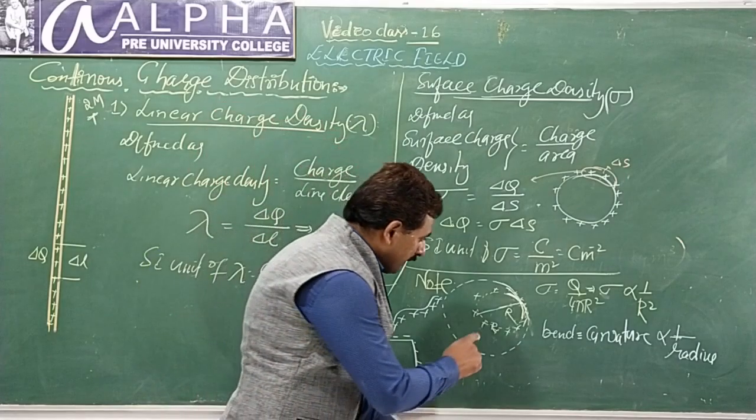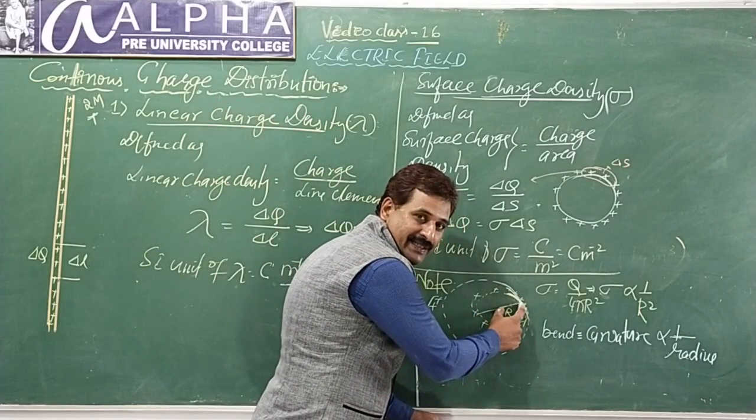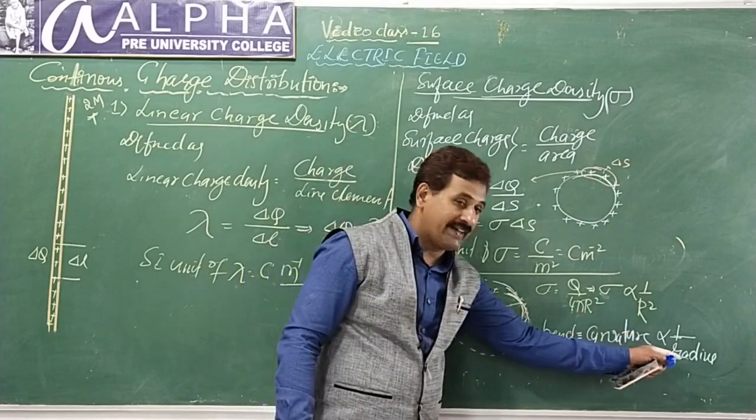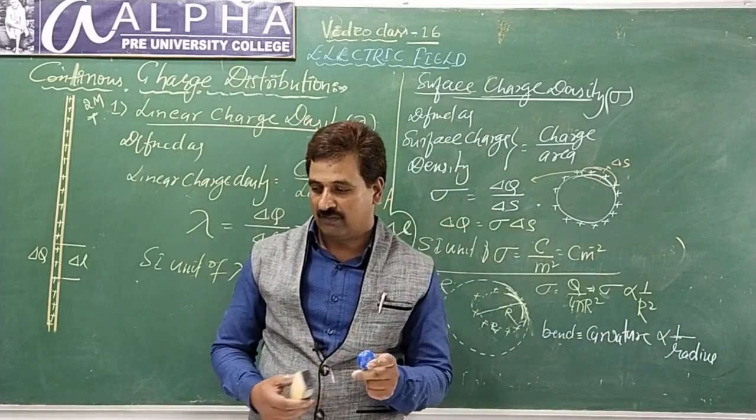Understand once again? Bend more, small sphere, radius less. Bend more means curvature more. Curvature more, small sphere, radius less. Inversely related. Students, now you think of the situation.